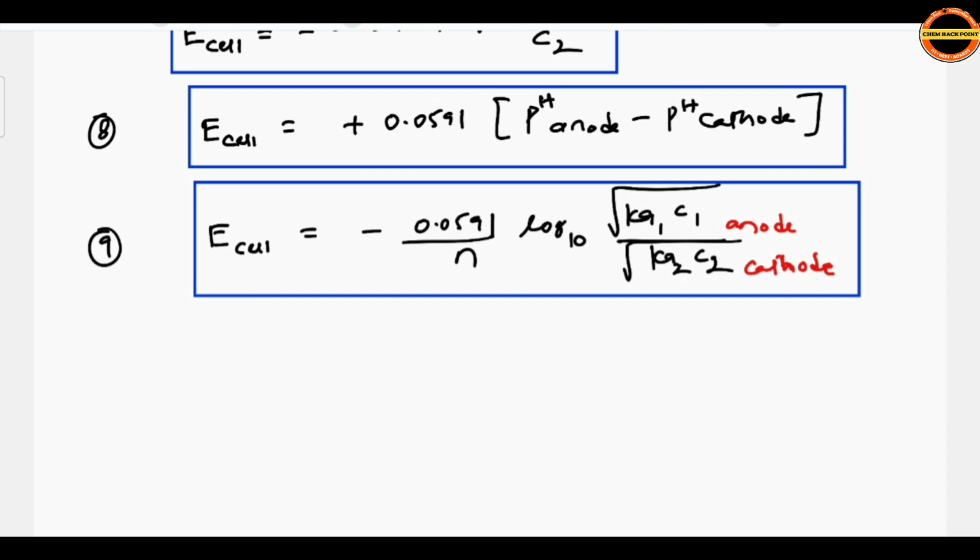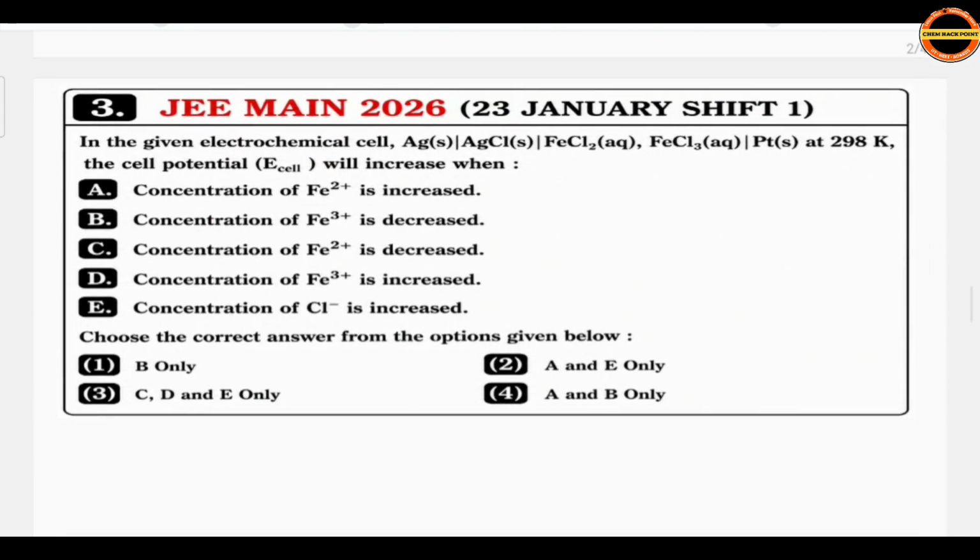Now with this information, let us solve this year's question. See here, JEE Mains 2026 electrochemistry question, 23rd January shift 1. If you know all these formulas, we can easily solve the given question. First, everyone read the question from your side, so that we can solve it without any doubt. How do we proceed with this?